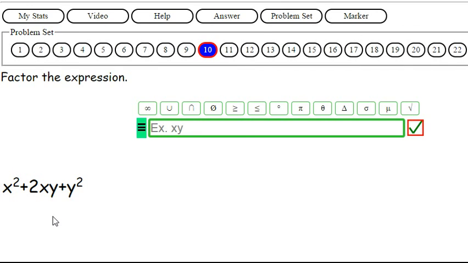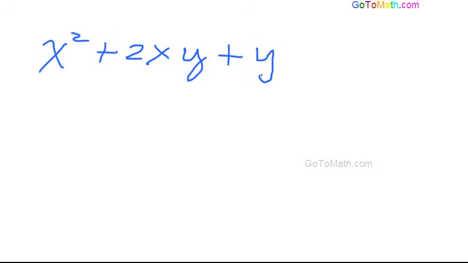Okay. And let's go ahead and write it up. X squared plus 2xy plus y squared. Alright.